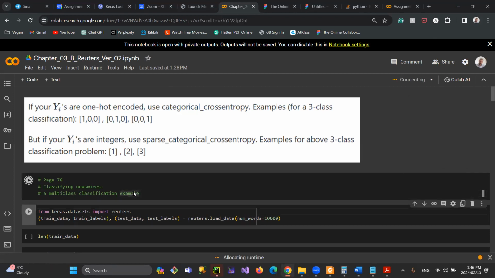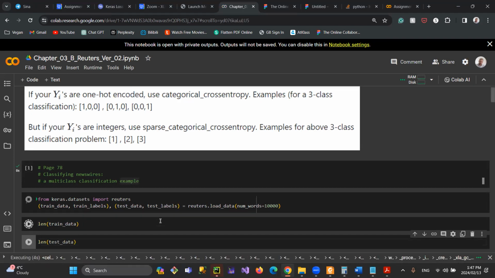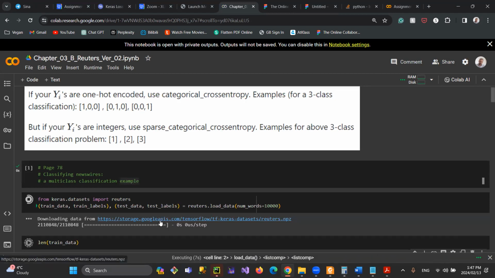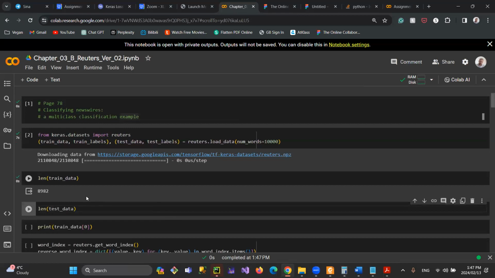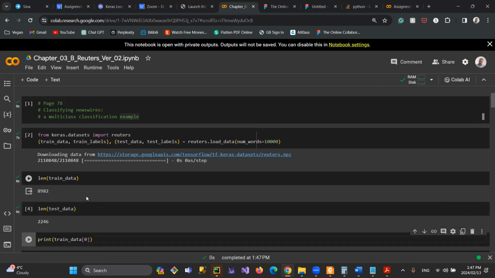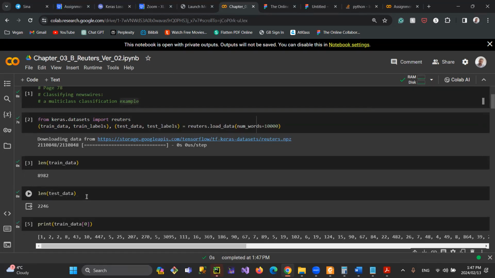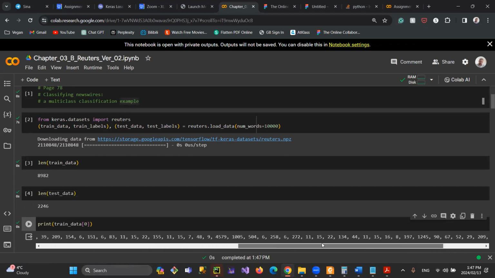Means simply just import the data set Reuters and then check the length of it. Look at it. We have almost 9,000 samples for the train data. And look, we have almost 2,200 for the test data, right? And then if you check the first record, 0, it's gonna show you 1, 2, 2, all the way to the end. Look at the length of the message.